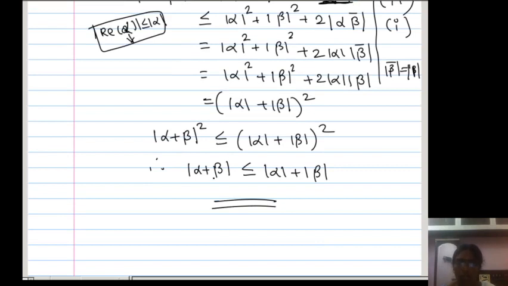So mod alpha plus beta less than or equal to mod alpha plus mod beta means if you take any two complex numbers, and do the addition of the two complex numbers, then apply the mod, or first apply the modulus individually, then do the addition, what happens? The second value should be greater than or equal to the first value. Okay? So this is the final property.